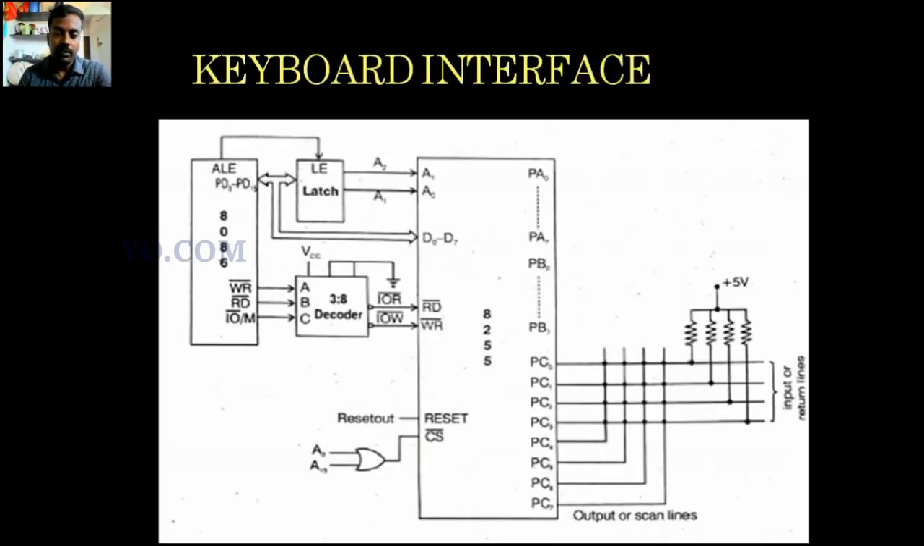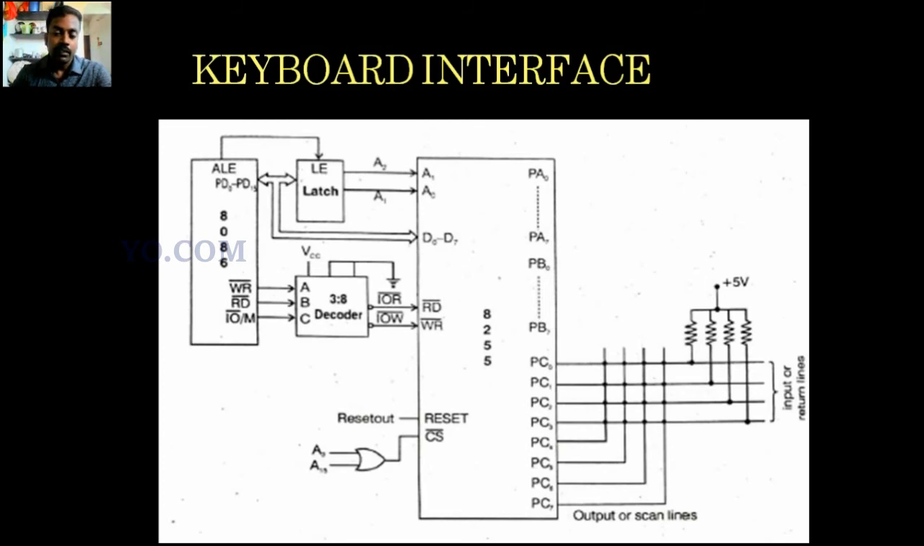Then this is the keyboard interface circuit diagram, or block diagram. This diagram shows that the 8255 is used. Port C of the 8255 is connected with the 4x4 keyboard. Port C upper is used as the scan lines, and port C lower is used as the return lines.